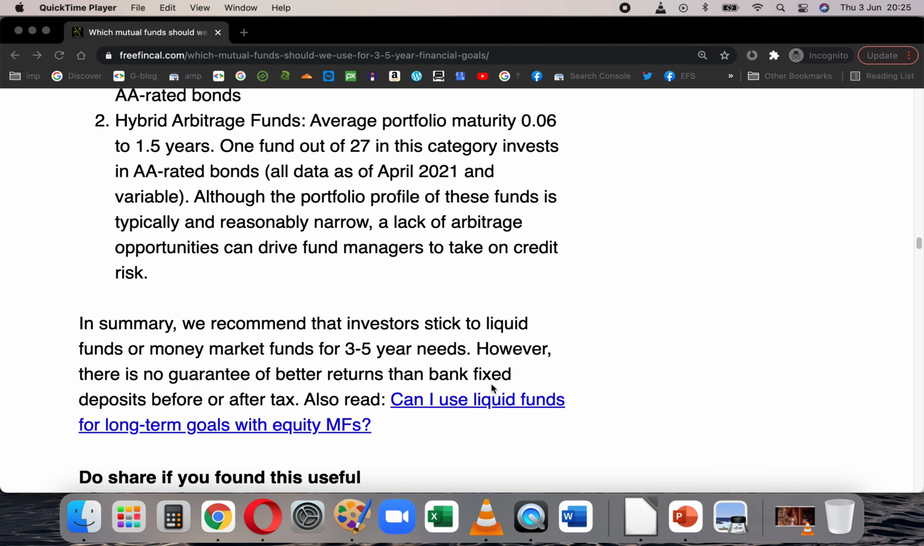Overall, I would say for 3 to 5 years, if you are scared of any other fund, stick to liquid funds. Otherwise, if you want to be a little more adventurous, you can go to money market funds. Beyond that, it's better to avoid all others for most investors.